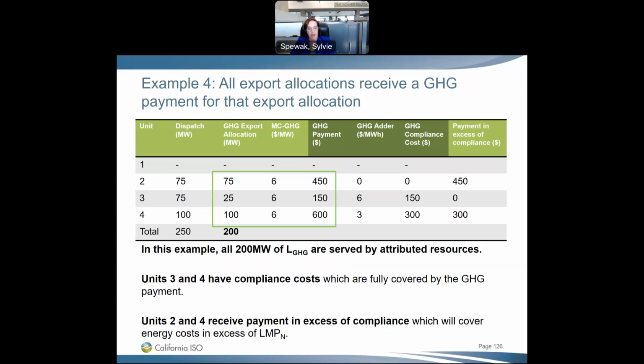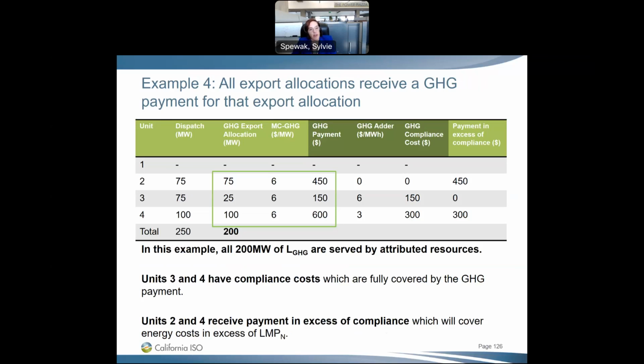Unit 3 receives a GHG export allocation of 25 megawatts. So 25 megawatts times 6 gives us a total GHG payment of $150. It also submitted a GHG bid adder of $6 per megawatt hour, which means its GHG compliance is $150. So Unit 3 uses all of its GHG payment to cover its GHG compliance costs.